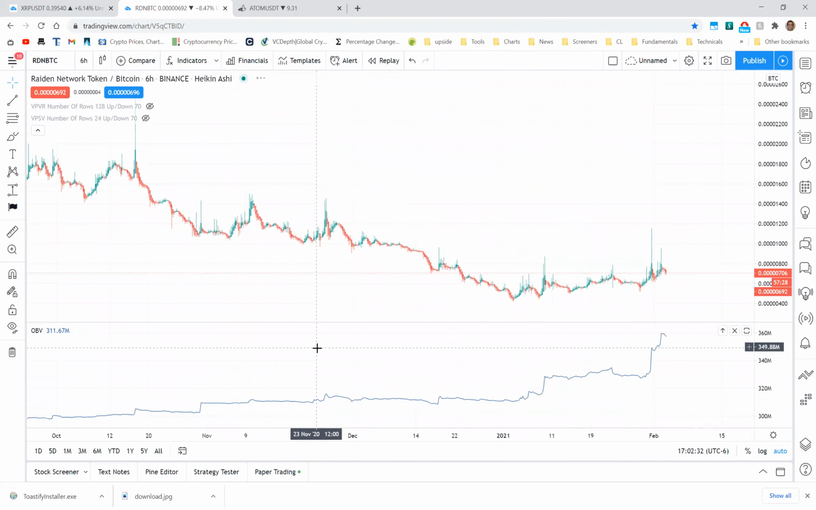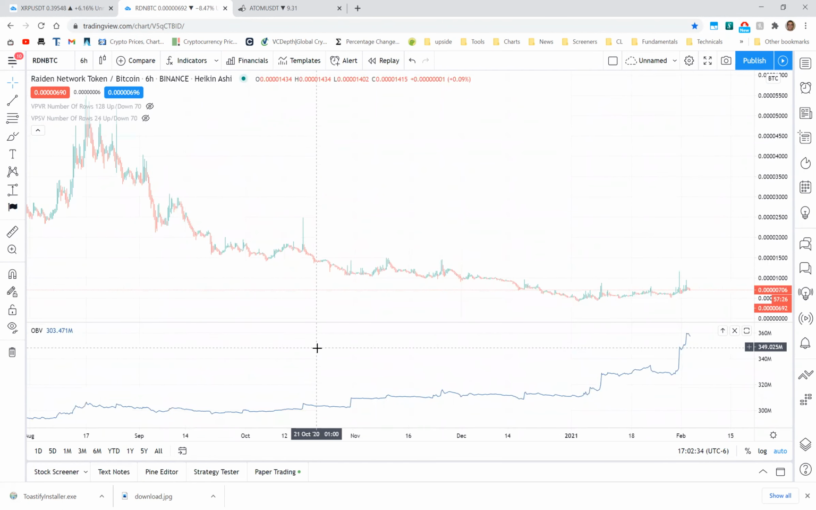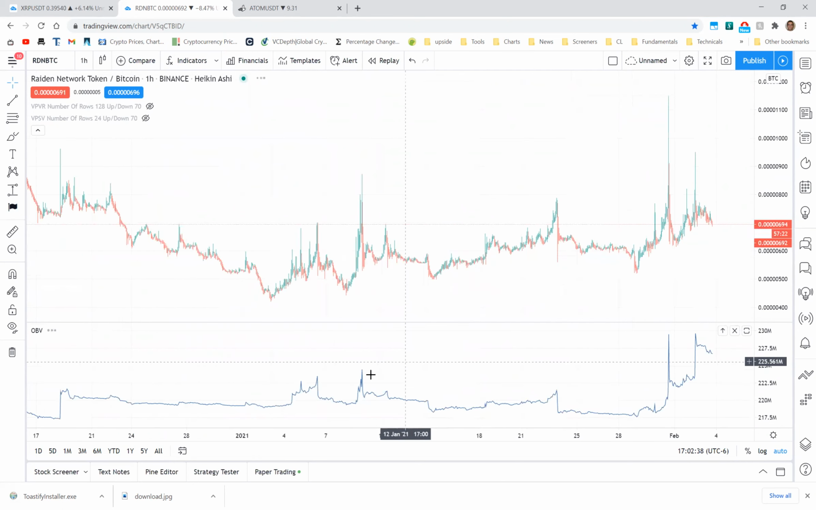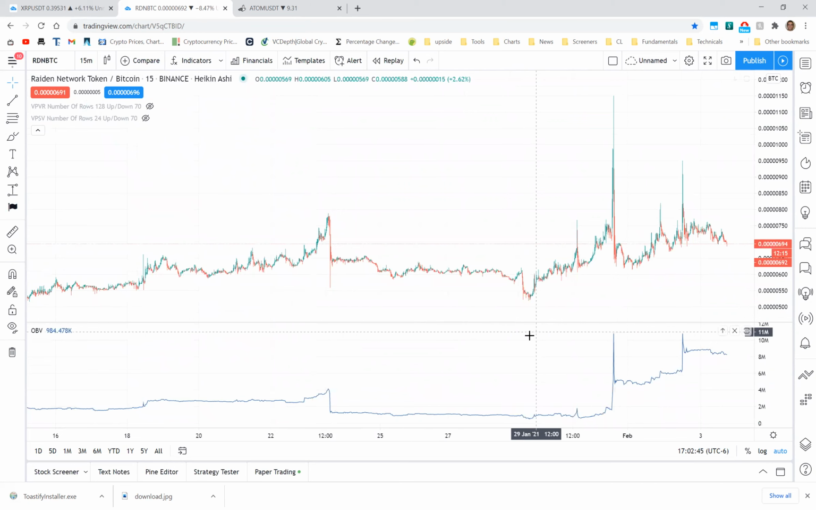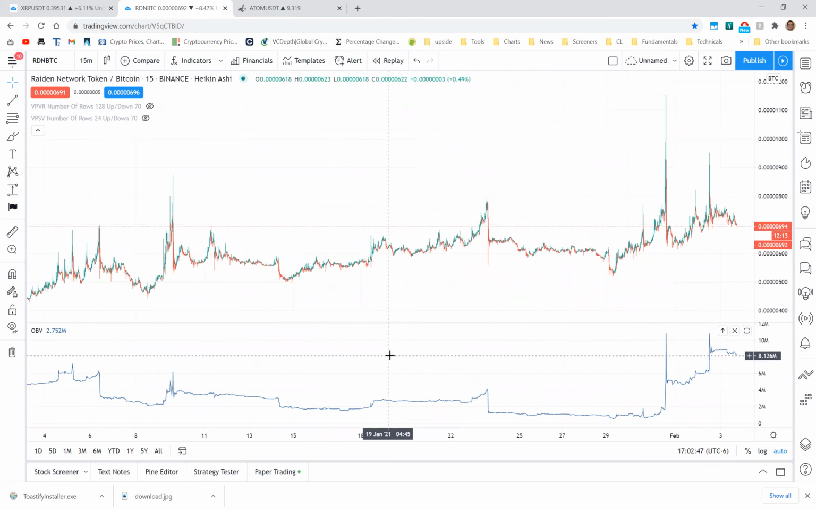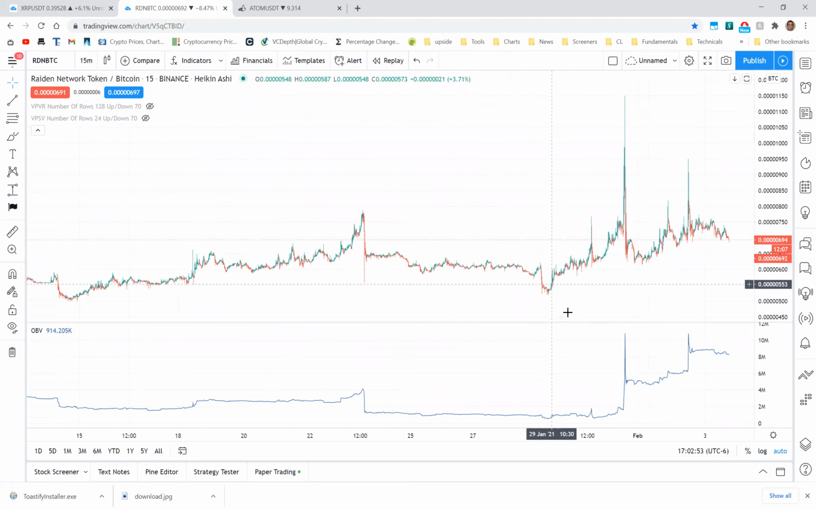This is the 6 hour. It's at even more new highs. So you have confluence of OBV indications. Here's the 1 hour, still at new highs. 15-minute, still at new highs. So smart money is very much into this. And you can see when they're buying dips and when they're not.